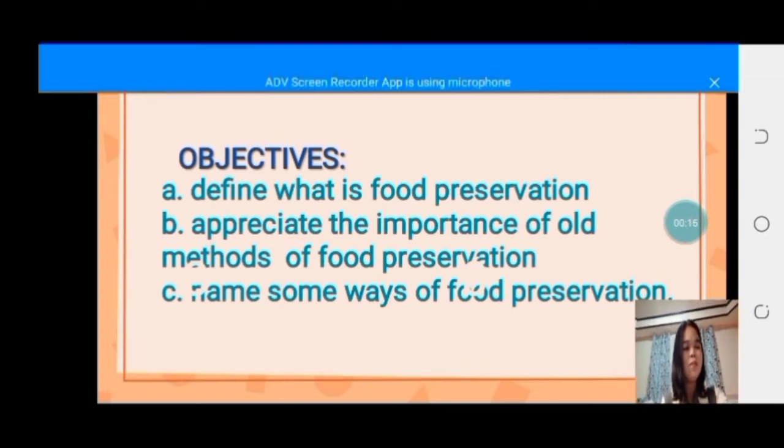Now, class, these are our objectives. Who can read? Objectives: Define what food preservation is. Appreciate the importance of old methods of food preservation. And name some ways of food preservation.